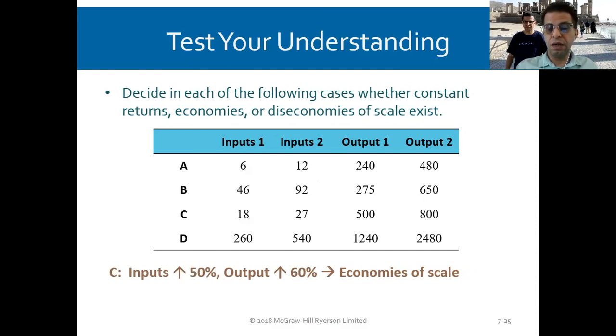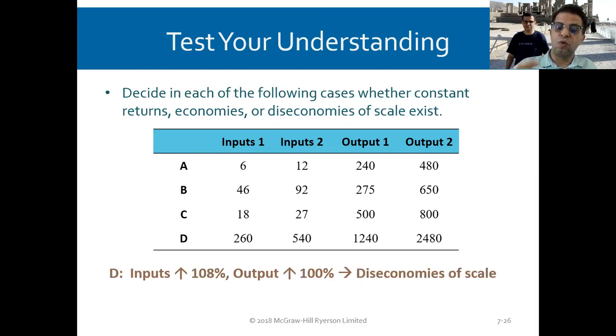In C, we have the same thing because our input increased by 50%, but our output increased by 60%. When you have output higher than input, you have economies of scale. Diseconomies of scale is when you have case D, where your input increase is higher than your output increase. That's what we call diseconomies of scale.